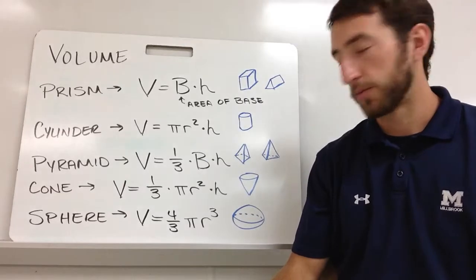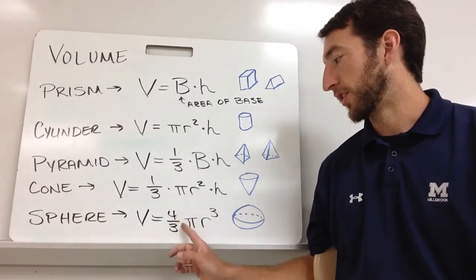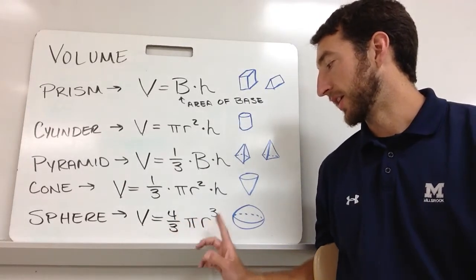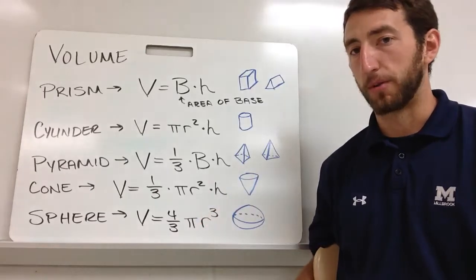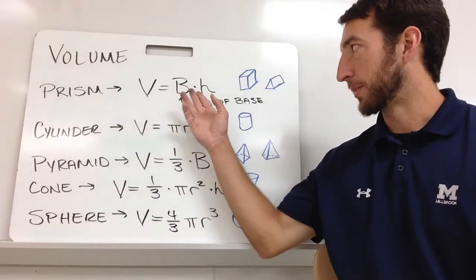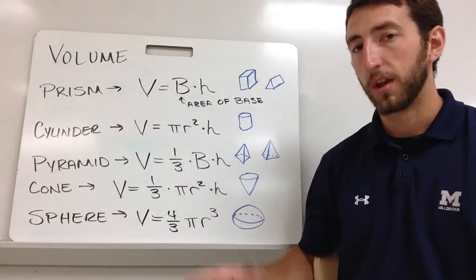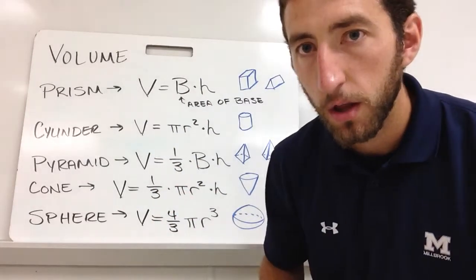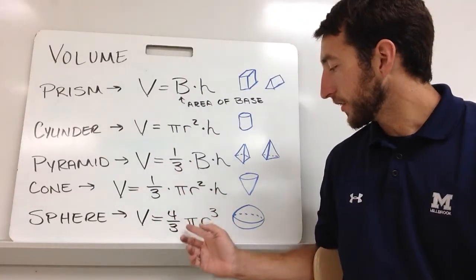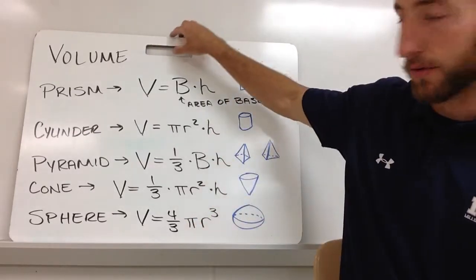The sphere is the only weird one. It is going to be 4/3 times pi radius cubed. There's no real easy way to remember that one. Up here you can just remember this and then remember the 1/3 rule and you should be fine. So let's do a few examples.